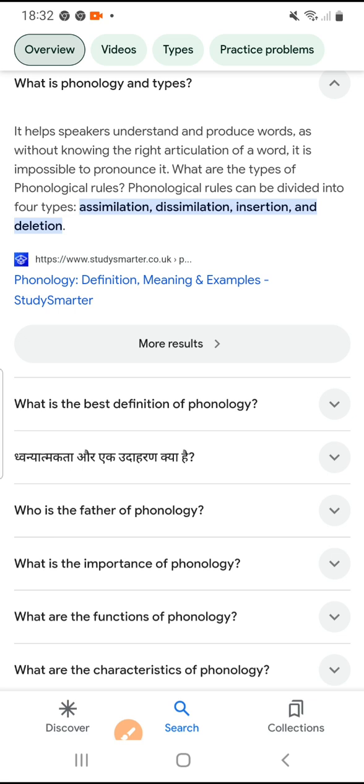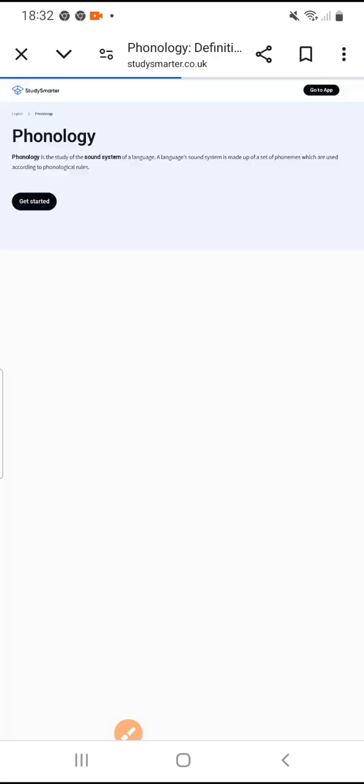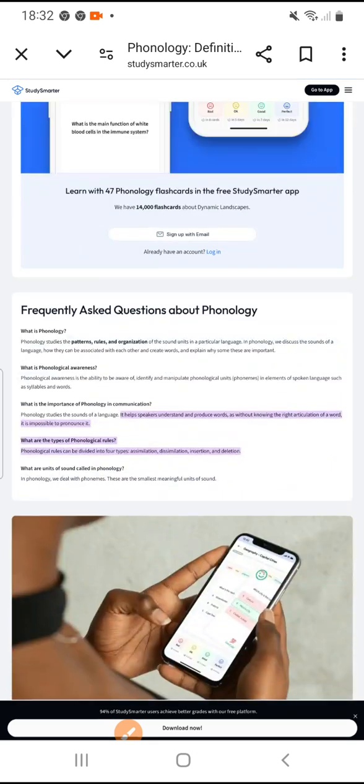What are the types of phonological rules? Phonological rules can be divided into four types. This is very important: assimilation, dissimilation, insertion, and deletion. We are going to see these here, right?